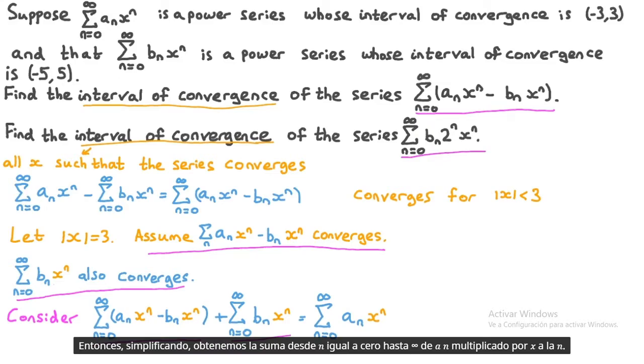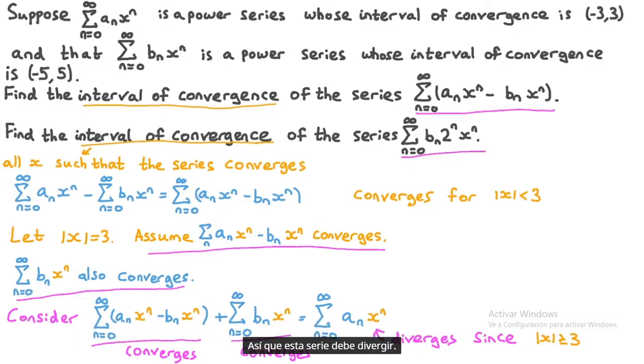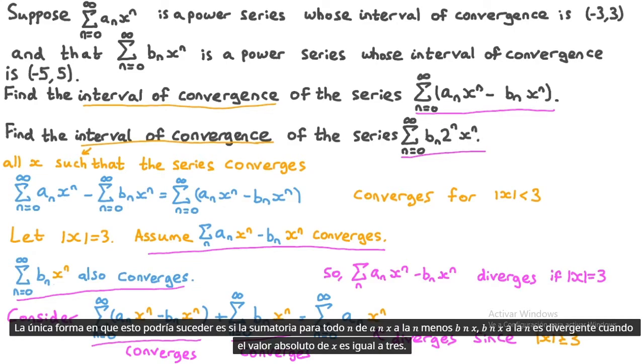So this simplifies to give us the sum from n equals 0 to infinity of a_n x^n. However, the sum from n equals 0 to infinity of a_n x^n will only converge when the absolute value of x is less than 3, so this series must diverge. The only way this could have happened is if the sum over n of a_n x^n minus b_n x^n was divergent when the absolute value of x was equal to 3.